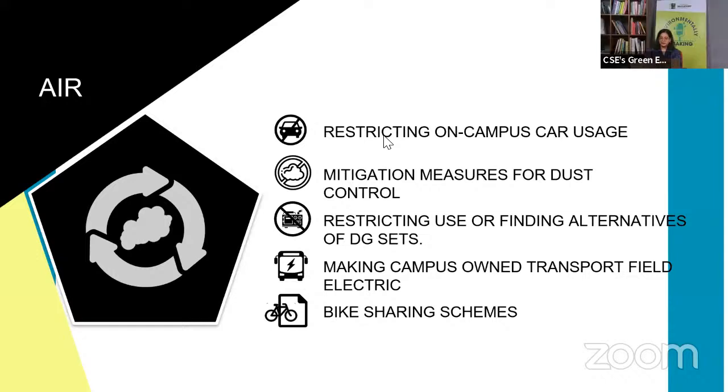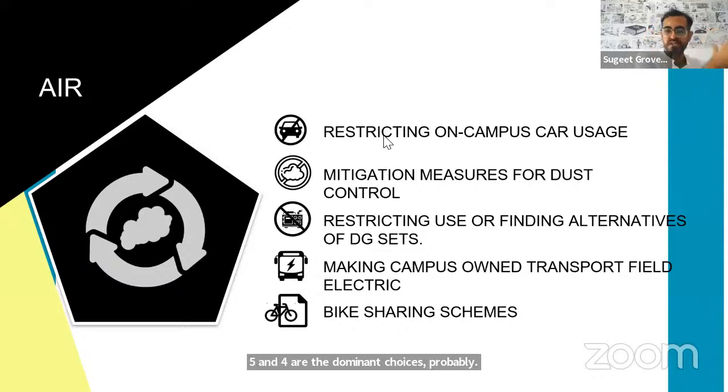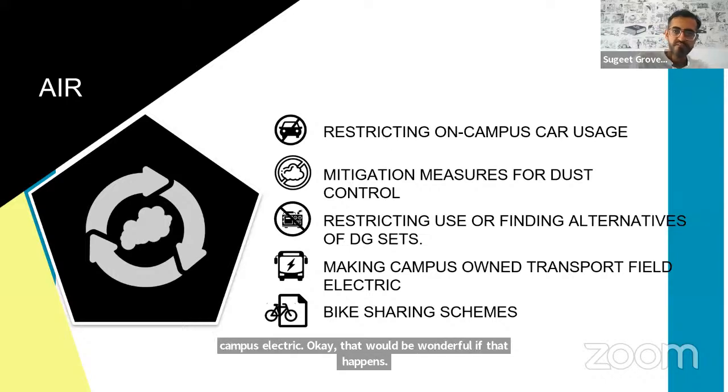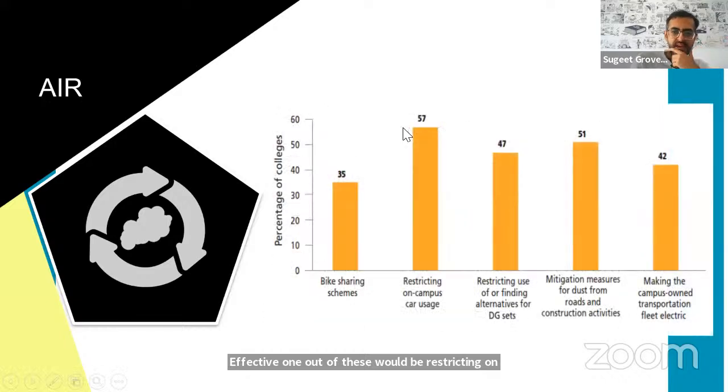Five and four are the dominant choices, probably. Making campus-owned vehicles electric. Okay, that would be wonderful if that happens. And bike sharing schemes. Both of them would be extremely effective. Perhaps the most effective one out of these would be restricting on-campus car usage. So we also have examples of campuses which have gone and done that.